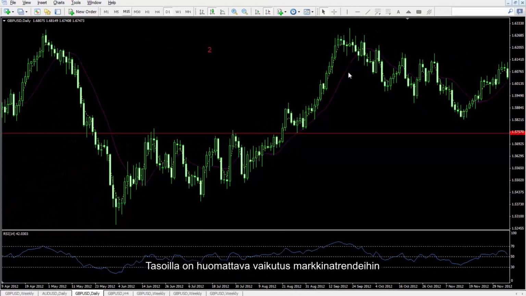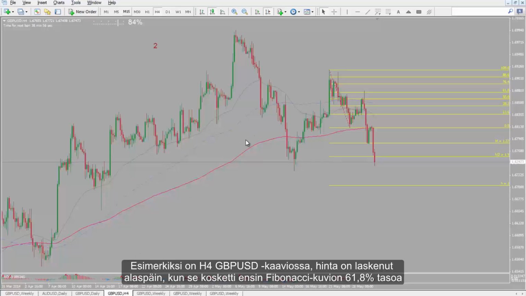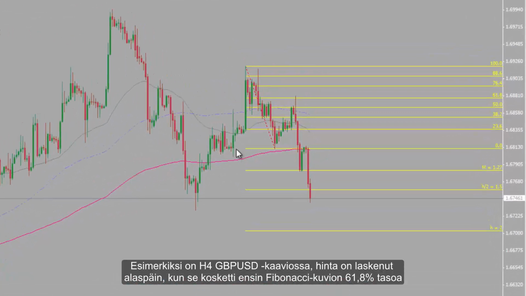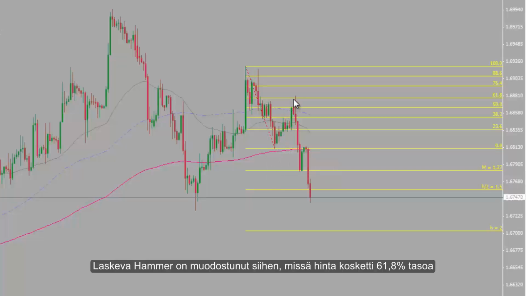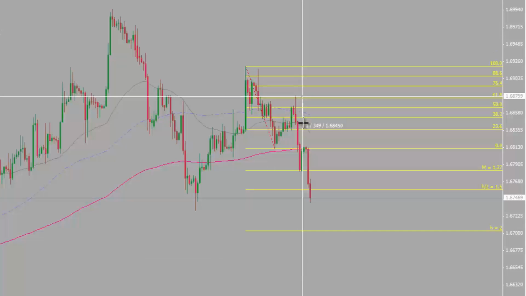Levels have considerable influence on market trends. For example, on H4, British pounds against US dollars chart, price has declined towards the bottom after it had touched the level 61.8% of a Fibonacci pattern. A bearish hammer has formed where price touched the level 61.8%. Thus, a trader could place a sell order.